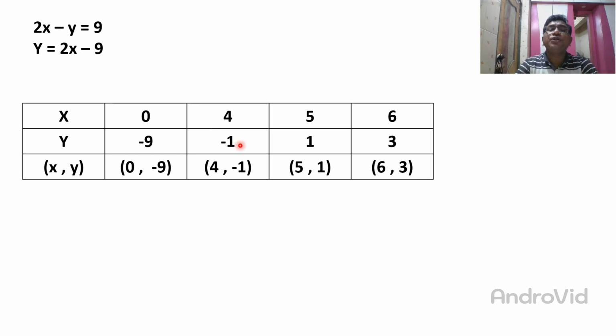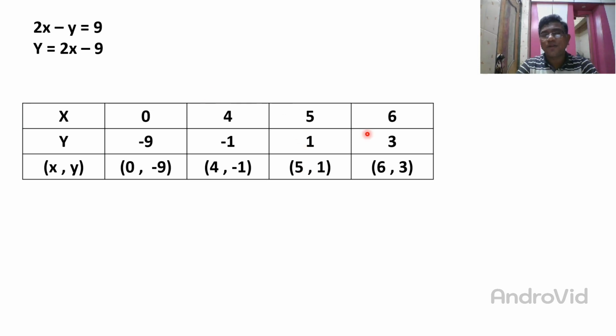Bigger number sign, positive, negative. So I write answer -1. So x coordinate is 4, y coordinate is -1. Then x coordinate is 5. So 2 5s are 10. 10 minus 9, 1. So x coordinate 5 and y coordinate 1.